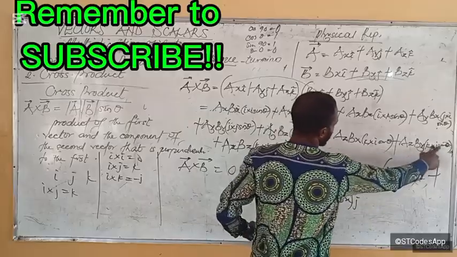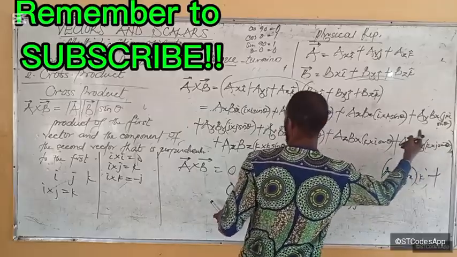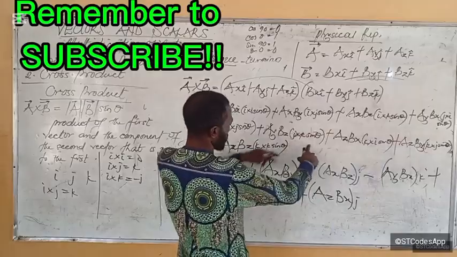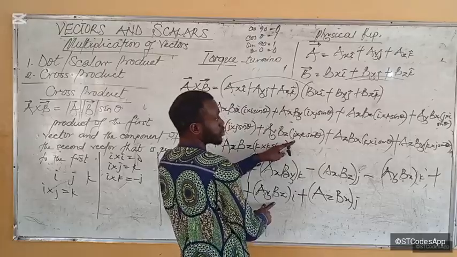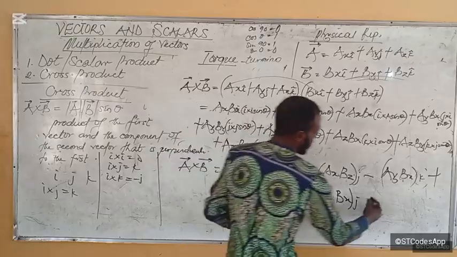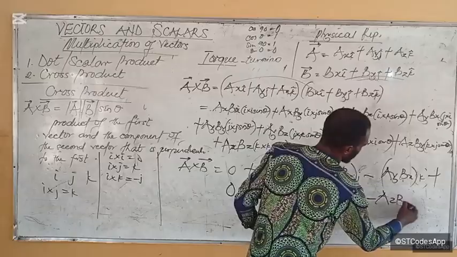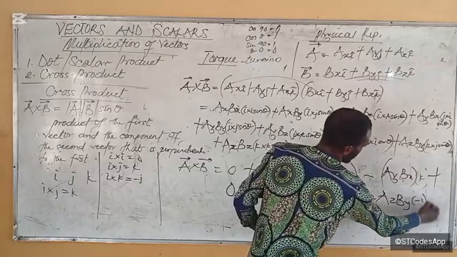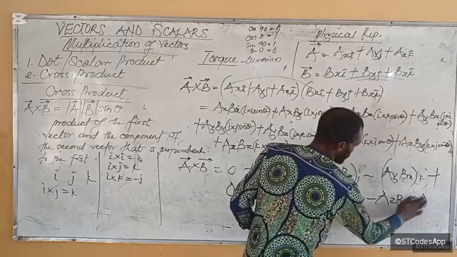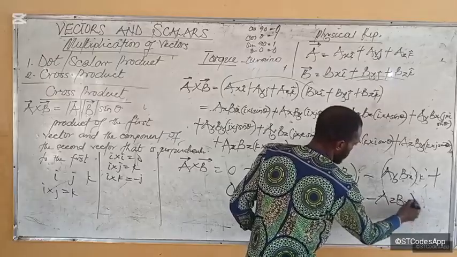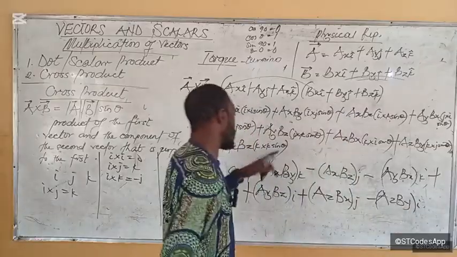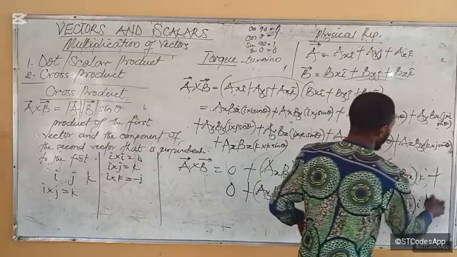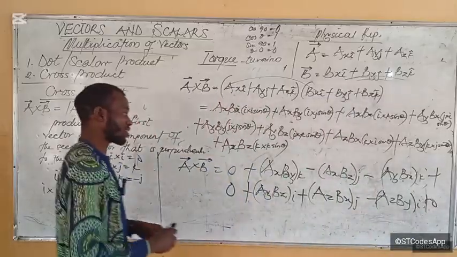Then K is crossing J. J crossed K gave us positive I. So if K crosses J, the opposite, negative I. I hope you understand what I just did. Negative I. I'll show you the trick. I'll put the negative outside, then I. Then plus 0, this will be 0. Then I'll show you the matrix method of actually solving this.